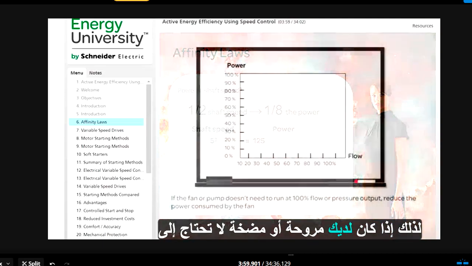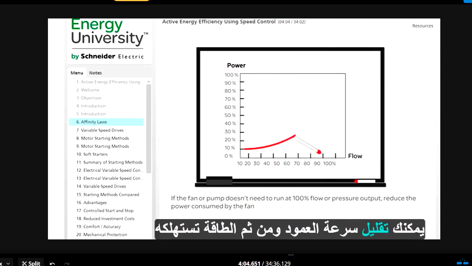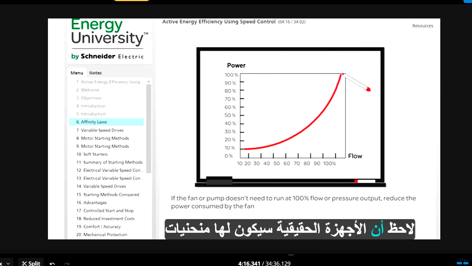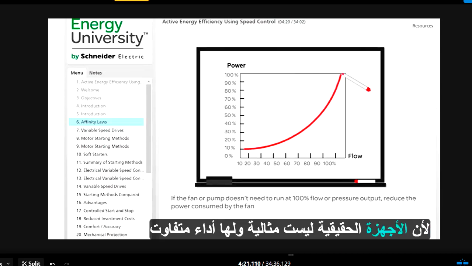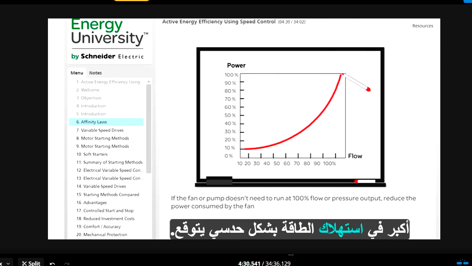So if you have a fan or a pump that doesn't need to run at 100% flow or pressure output, you can reduce the shaft speed and hence the power consumed by the fan. This is an example of an ideal curve of power compared to flow based directly on the affinity law. Note that real devices will have curves that are offset or a different shape, because real devices are not ideal and have varying performance characteristics. A small reduction in speed can result in a much bigger reduction in power consumption than you might intuitively expect.